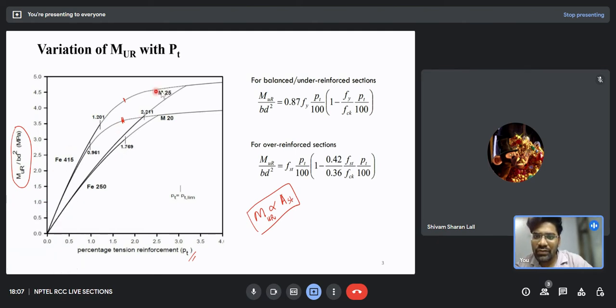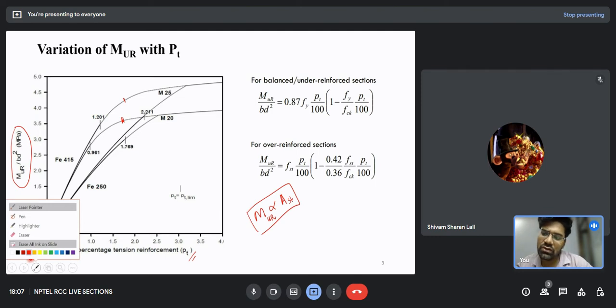So Fe415 with M25 and Fe415 with M20. Similarly, I will have the other case of Fe250 with M25 and Fe250 with M20. So we have here four cases, and these are the limiting percentage of reinforcement which has been marked over here. So what is the limiting percentage of reinforcement?